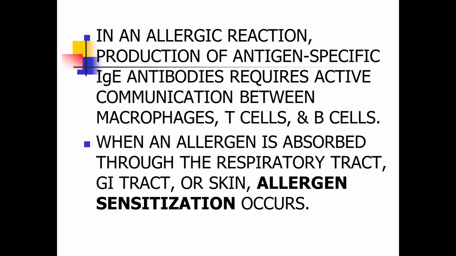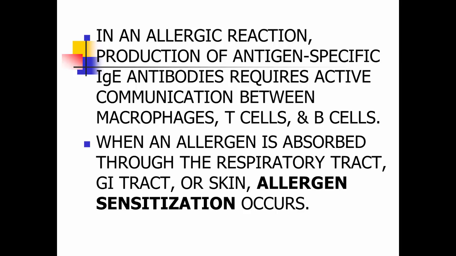So in an allergic reaction, the production of antigen-specific or IgE antibodies requires active communication between macrophages, and we know that those are major phagocytic cells. They can phagocytize more than once, and they live in your body for months to years. Your T cells, and most often the T cell has to be sensitized first and brings it to the B cell. That CD4 helper cell brings it to the B cell for it to become sensitized and to start producing that plasma cell that produces all those antibodies. And then they both produce a memory cell, both T cells and B cells.